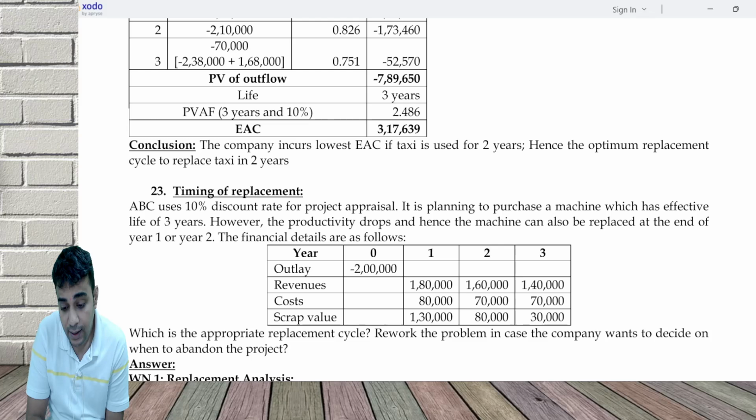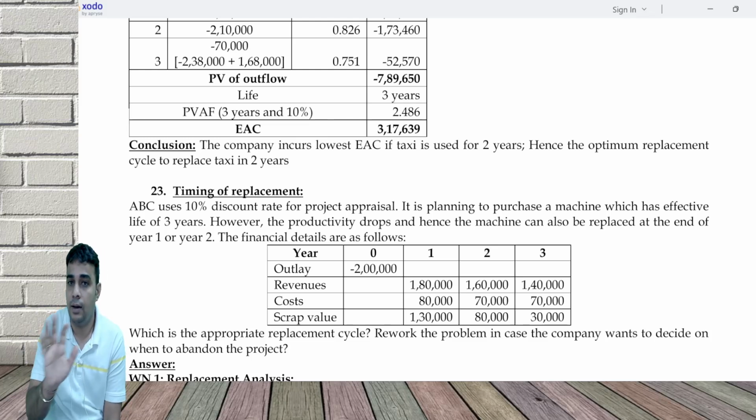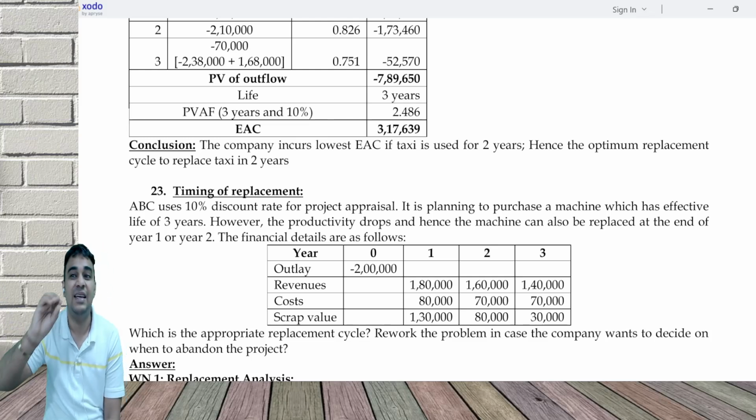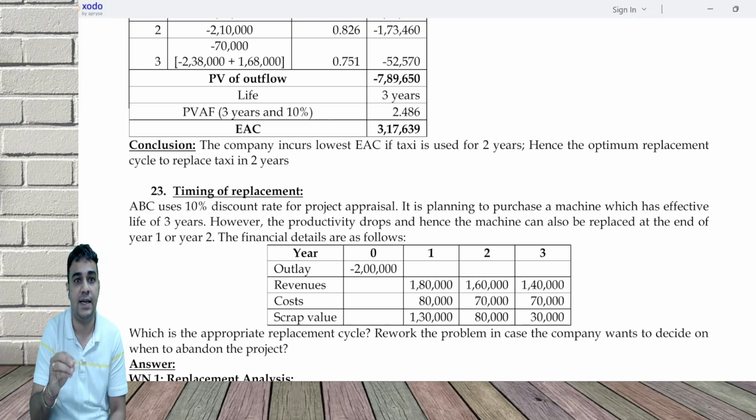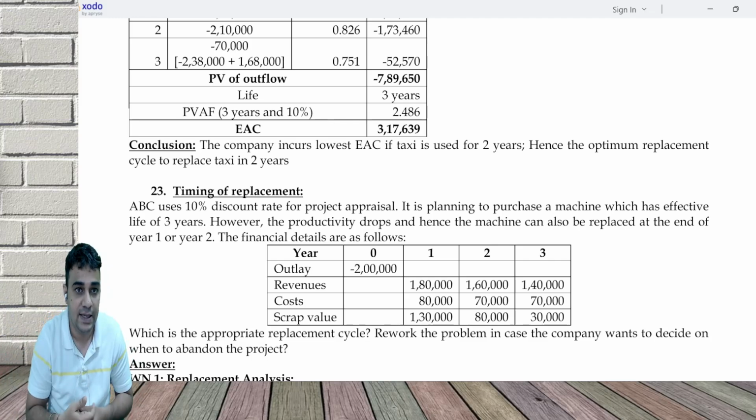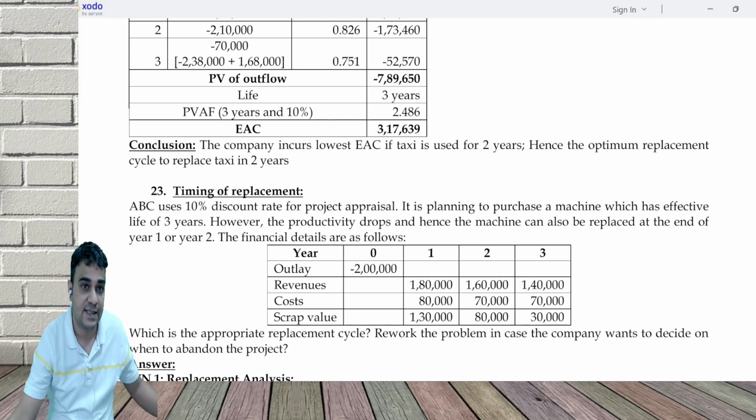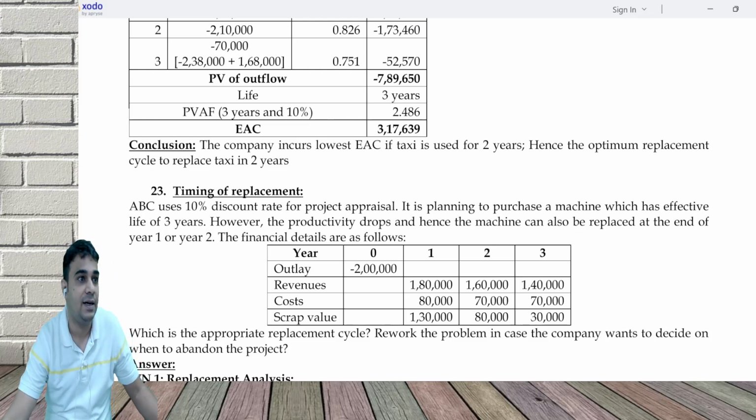Rework the problem in case the company wants to decide on abandonment. Nothing much changes. Listen, abandonment is a one-time exercise. Replacement is a continuous exercise. That is, a taxi operator will buy a taxi, at the end of 2 years buy another taxi, at the end of 2 years buy another taxi. If in this case you buy the machine today and sell off and don't buy it again, then the EAB approach is wrong. EAB works with the principle that this exercise will keep getting repeated multiple times.